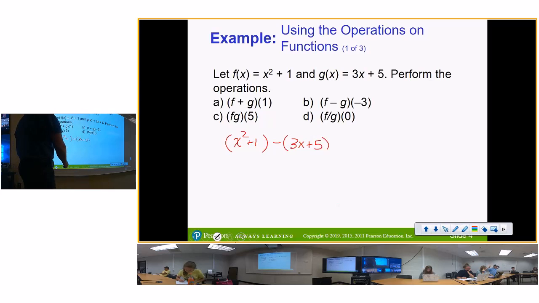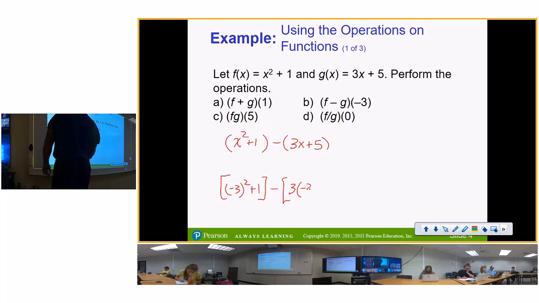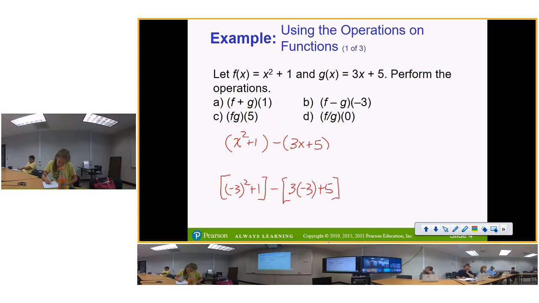I'm just going to put -3, quantity squared, plus 1, minus, we'll put that in brackets, minus 3 times -3 plus 5. So there are the two ways you can do it. Go ahead and try it. That means I want y'all working, pencil and paper.